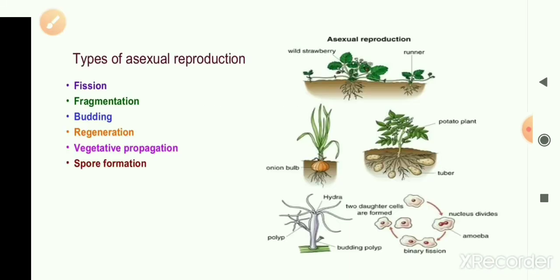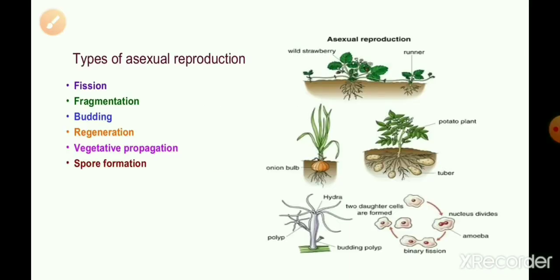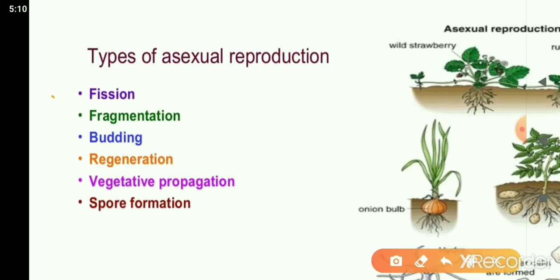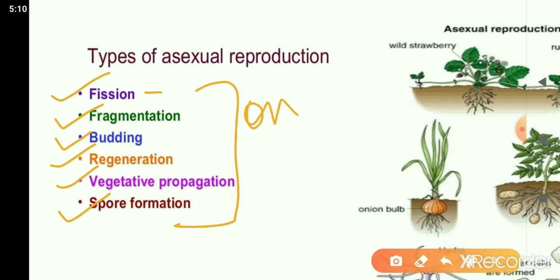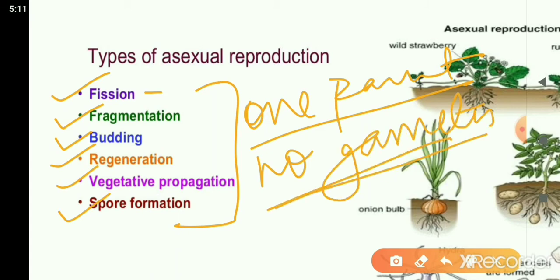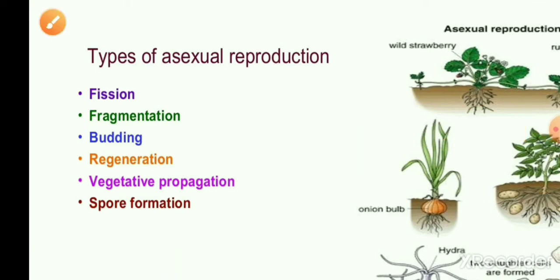Now coming to the types of asexual reproduction. Here the slide shows the different types, namely fission, which occurs in unicellular organisms, then fragmentation, budding, regeneration, vegetative propagation and spore formation. In all these processes, first important thing, there is only one parent involved, and there is no involvement of gametes. So let's study each of these processes one by one.